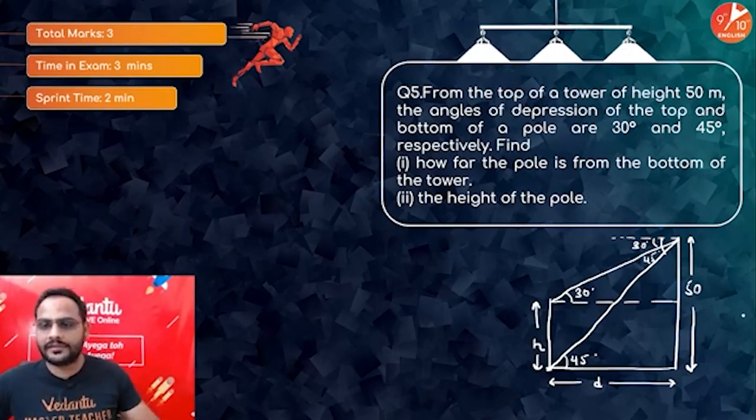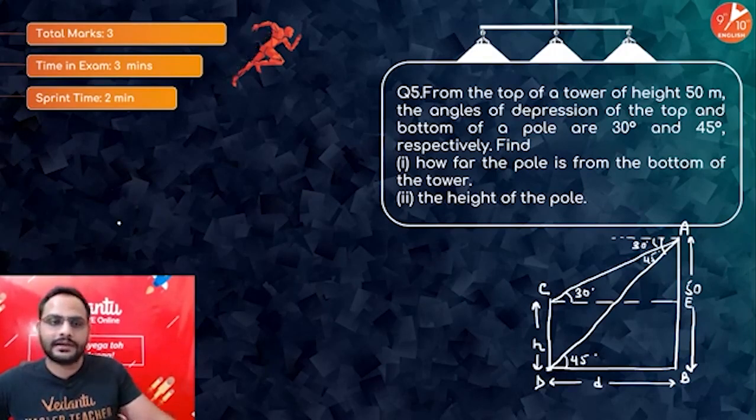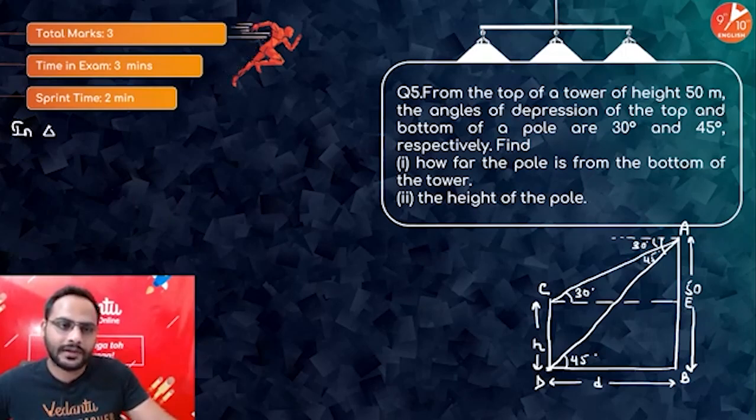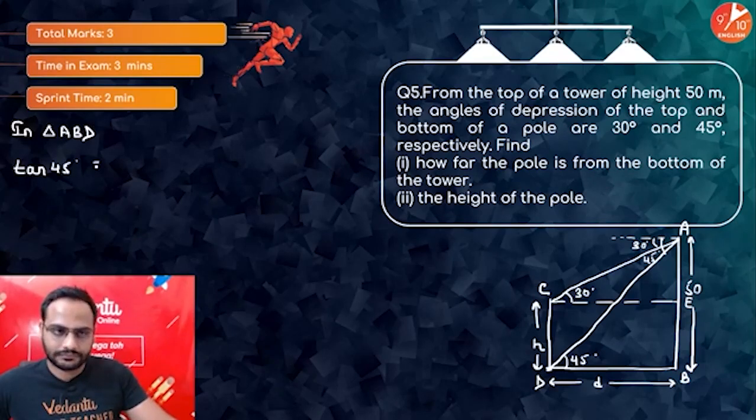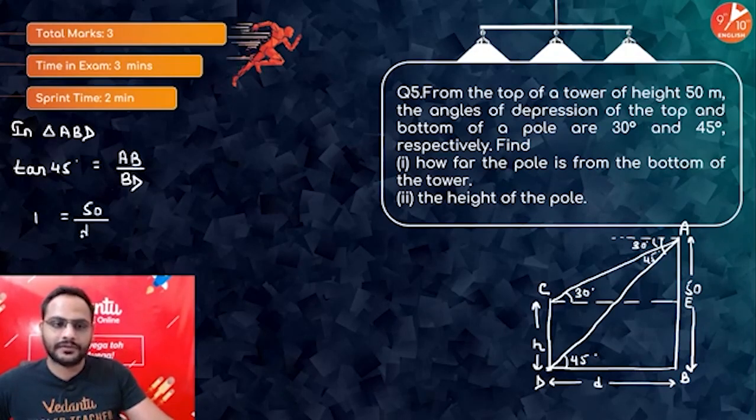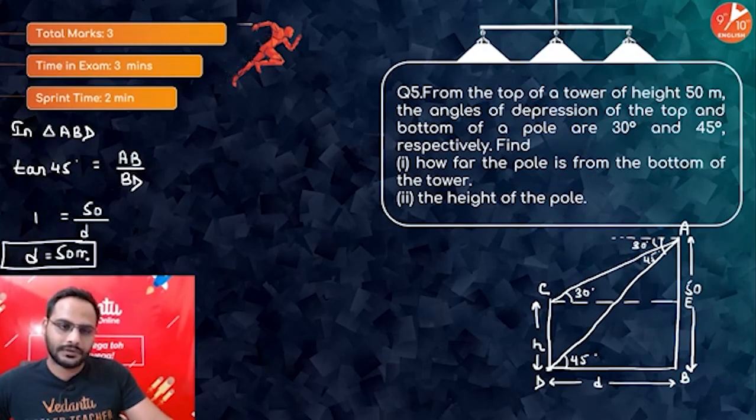First thing, I can start with, let's say, suppose it is A, B, C, D, and let's say this is a point E. If I look at triangle ABD, so in triangle ABD, tan 45 degree will be equal to AB upon BD. Tan 45 is 1, AB is 50, BD is small d, so d is equal to 50. This distance we have got as 50 meters, right?